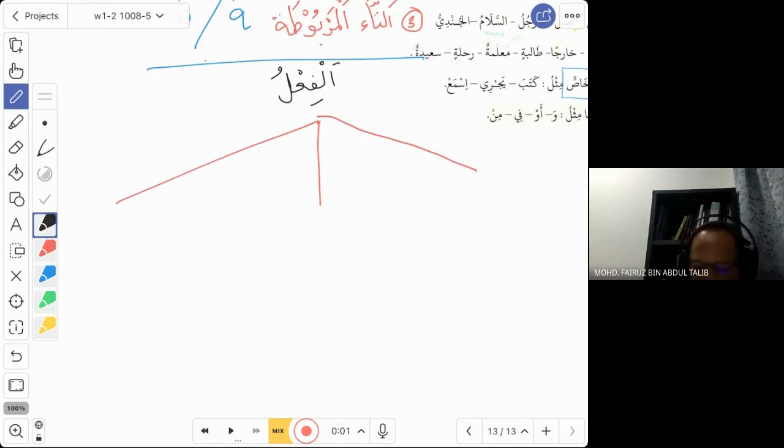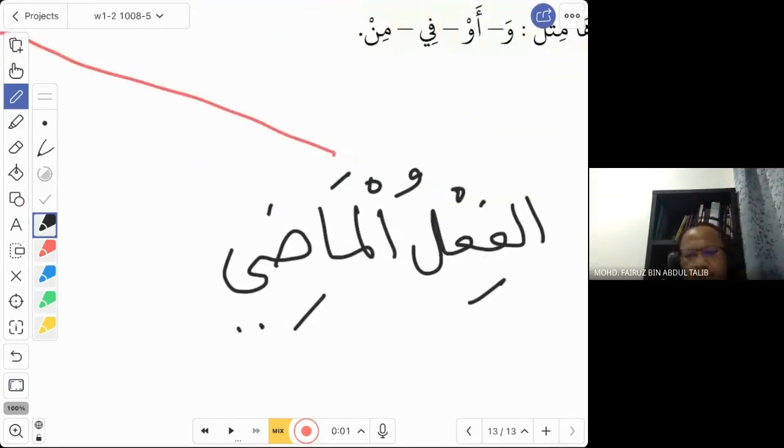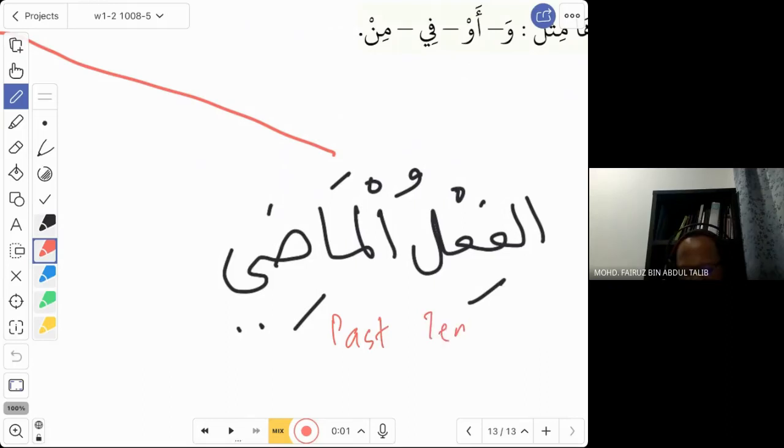The first is, write this down, al fi'lu al madi. So al fi'lu al madi is past tense. Remember the term: al-fi'l al-madi, that is past tense.